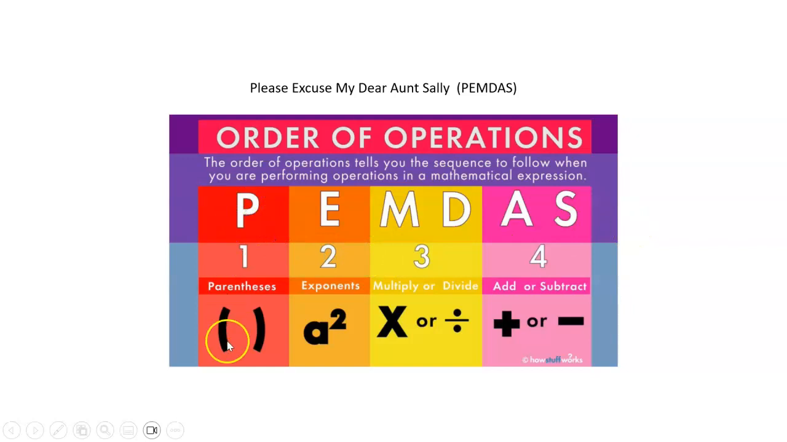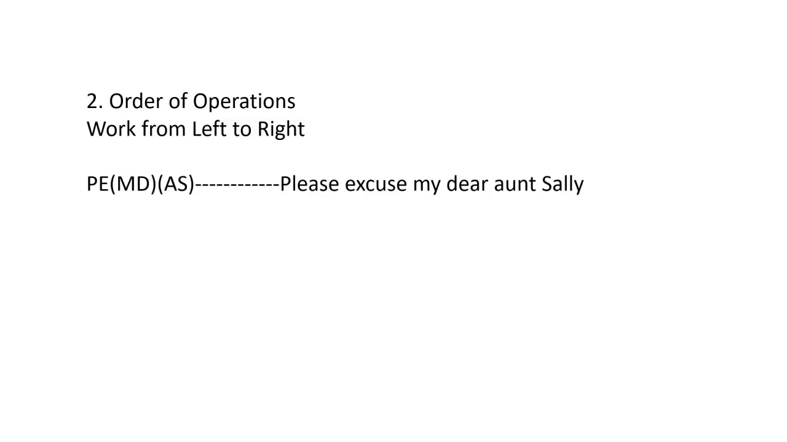So P, parentheses, first. E means exponent. And M and D, multiplication and division, although we usually put M in front of D, they have the same priority. So whichever you see first will go first. And you don't have to do multiplication before division. So they have the same priority. And same thing for addition and subtraction. They have the same priority. Again, whichever goes first. All right, so let's look at some examples here. First of all, we have to remember we always work from left to right. And this is the rule.